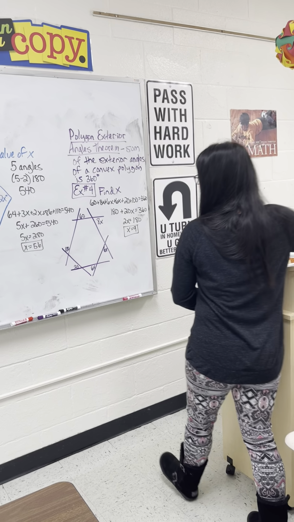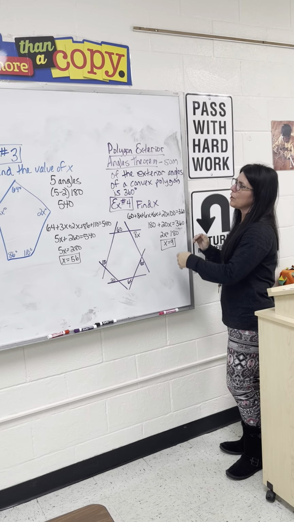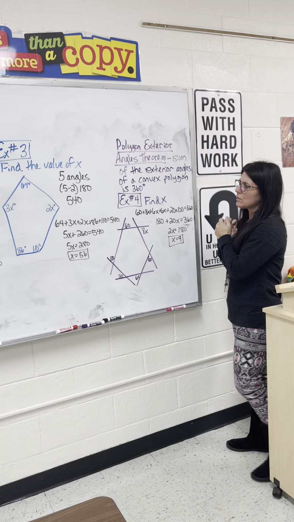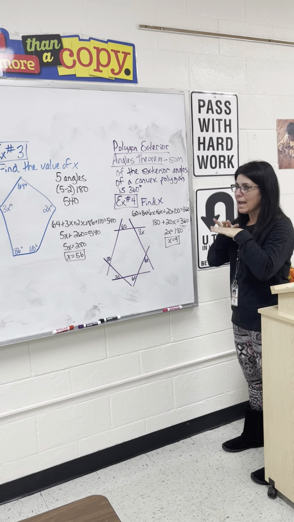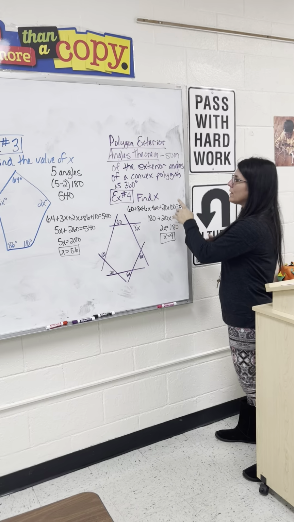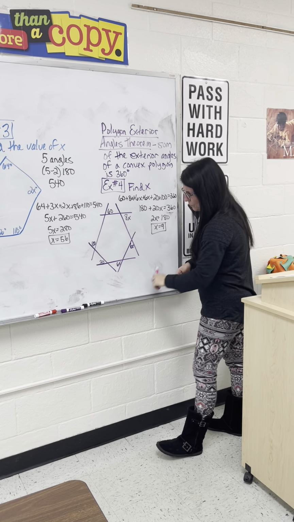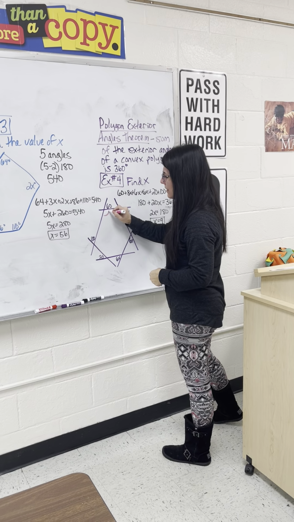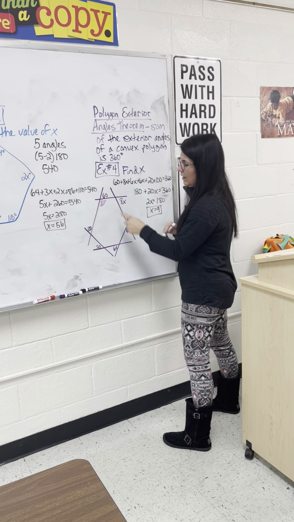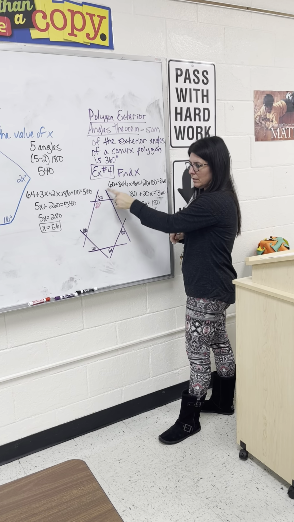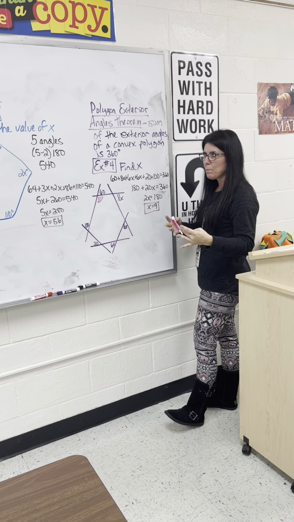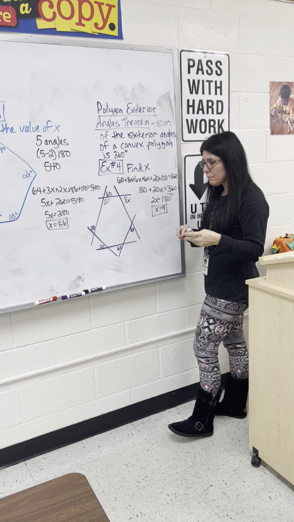So this is a new formula for you. This is the other one I want you to know. Exterior angles of any convex polygon will always sum to 360. This one's an easy one. So look at my picture. This is an inside angle. That's the outside angle. Now you also know that vertical angles are the same.